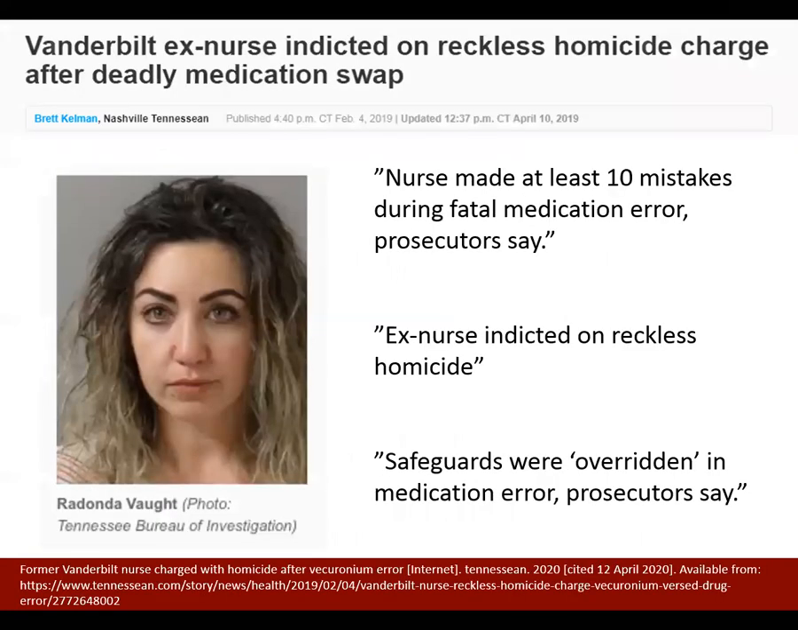So before we get into our discussion, I just wanted to introduce this story to you. This was pretty popular in the media a couple years ago, so you might be familiar. This was actually a medication error that occurred at Vanderbilt. This involved a neuromuscular blocking agent, vecuronium. So this was about a 75-year-old woman. She presented to Vanderbilt with a headache and vision loss in her left eye.